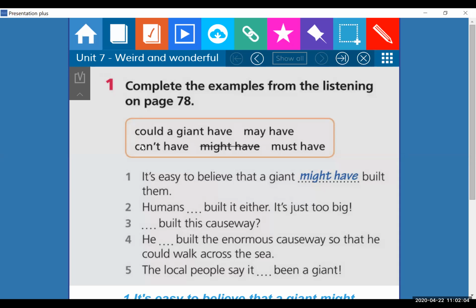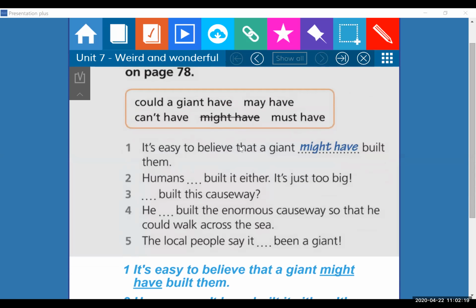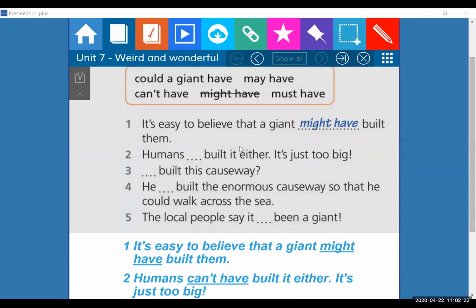The second one is, humans what build it either. It's just too big. Can't have. Okay, let's see the answer. The answer is humans can't have built it either. It's just too big. So in the past, there is no such a possibility that it could happen. Can't have is the answer only. How about the third one?